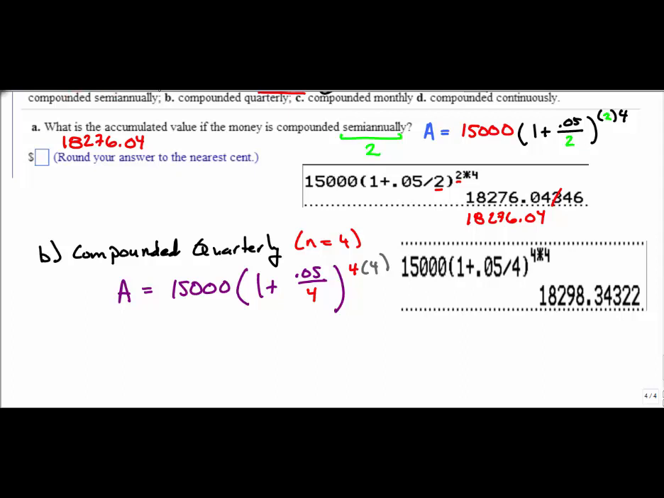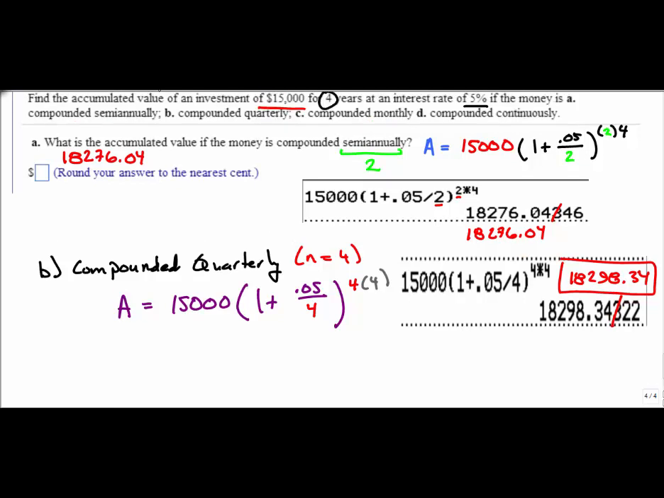So the amount that I have accumulated here for quarterly would be $18,298.34. And again, the 3 does not round this up. So same amount of money invested for the same amount of time, but when I compound quarterly, I earn just a little bit more interest. It looks like maybe about $21, $22 more interest. So that's part B. Part C is compounded monthly.